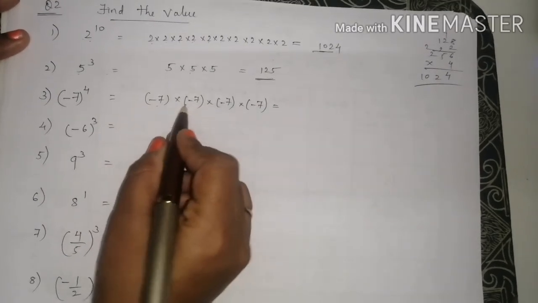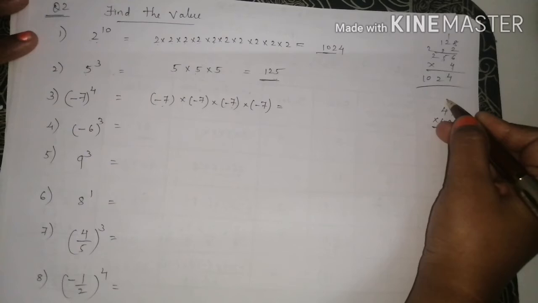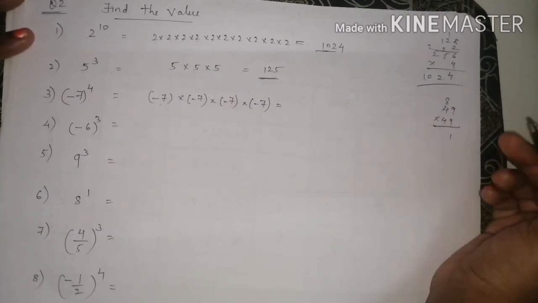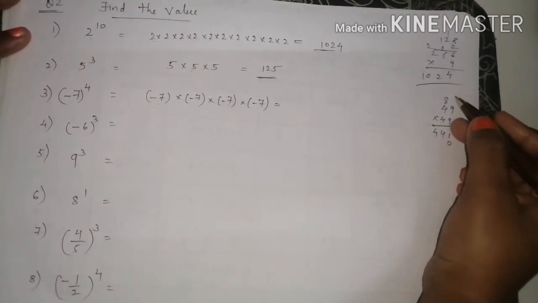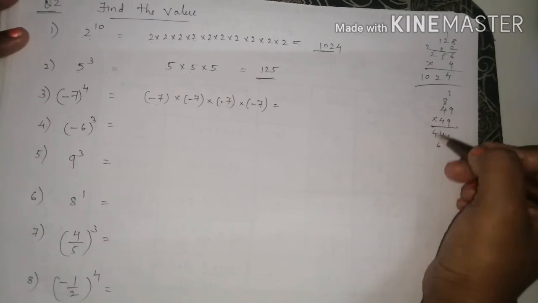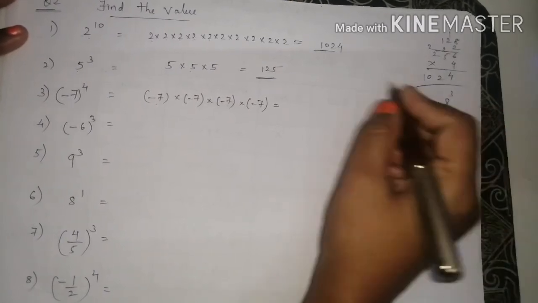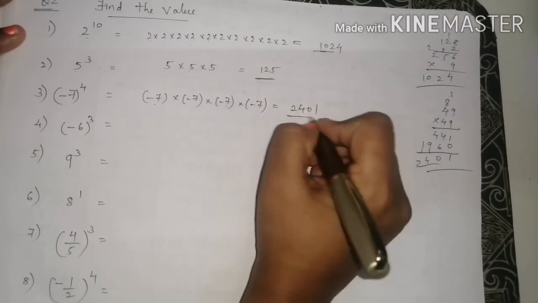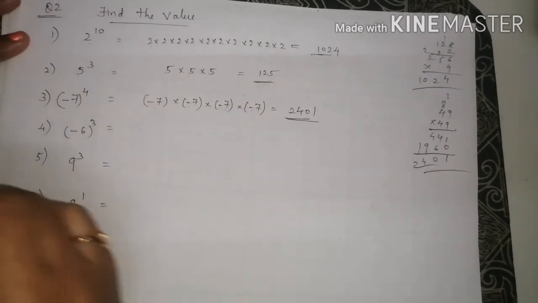So 7 7s are 49, 7 7s are 49. So 49 you will multiply 2 times. 9 9s are 81, 9 4s are 36, plus 8 is 44. 4 9s are 36, 4 4s are 16, plus 4 is 20, 2401. How much is it? 2401. And minus minus plus, minus minus plus. So no need of putting the plus sign.